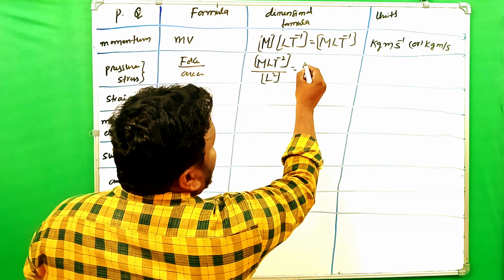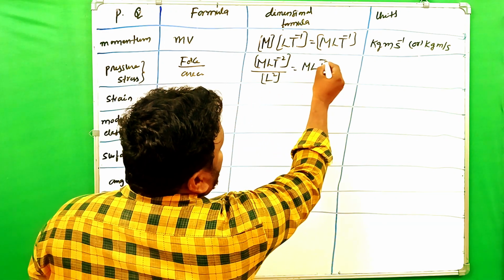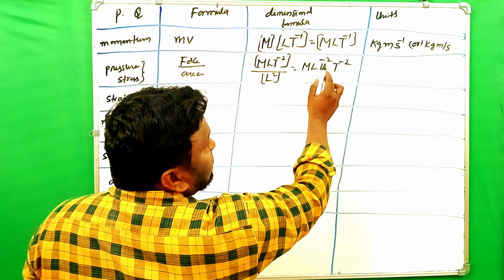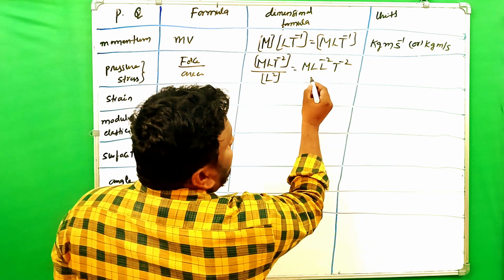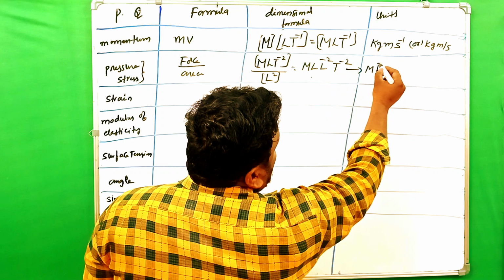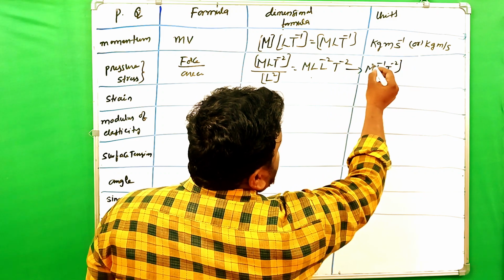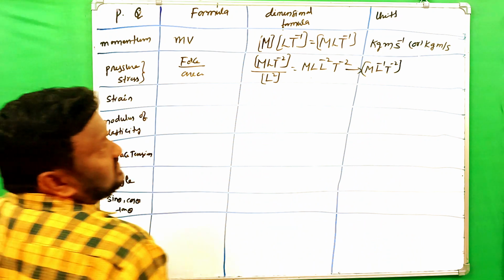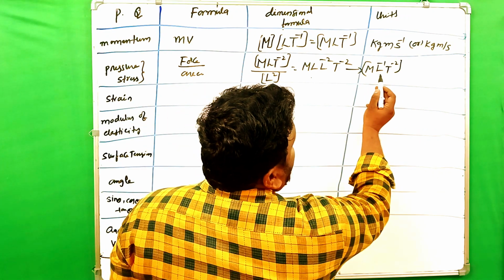Then we can write M L to the power of 1, T to the power of minus 2, L to the power of minus 2. Then what do we get? M L to the power of minus 1 T inverse 2. This is the dimension formula of pressure or stress. So M L inverse 1 T inverse 2.